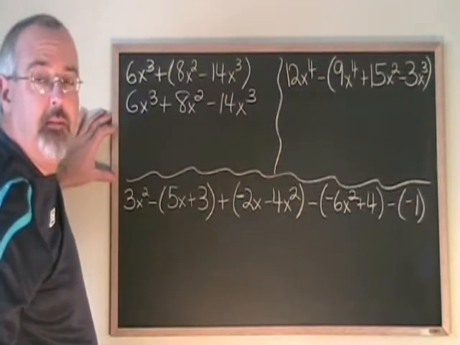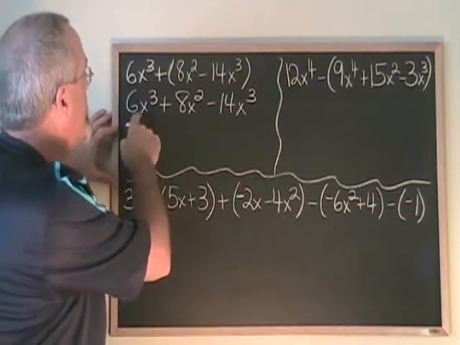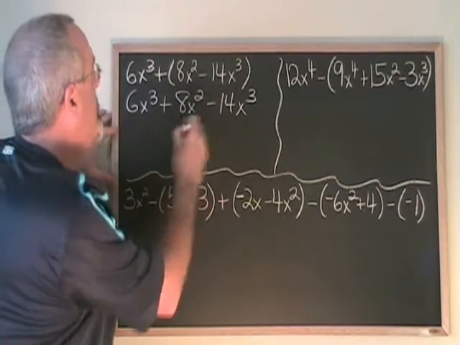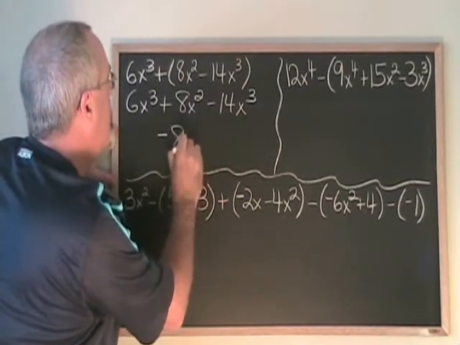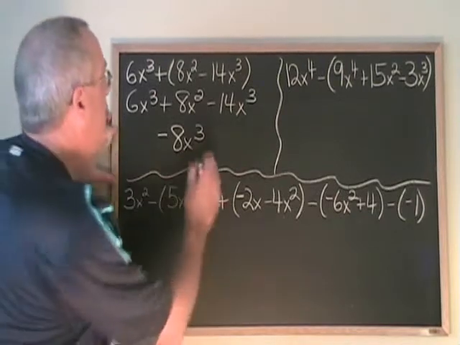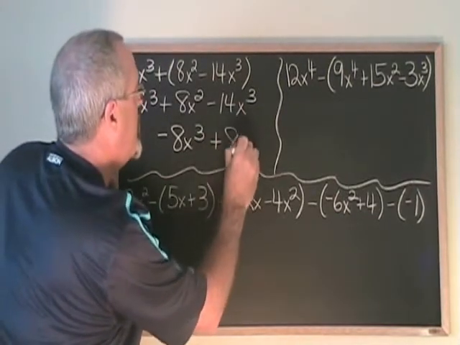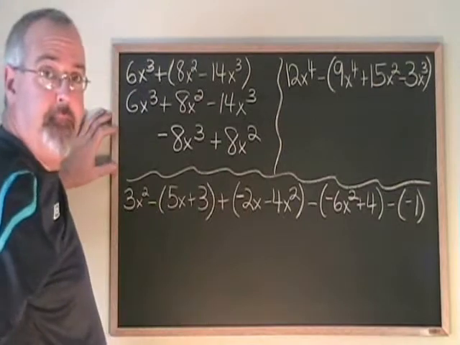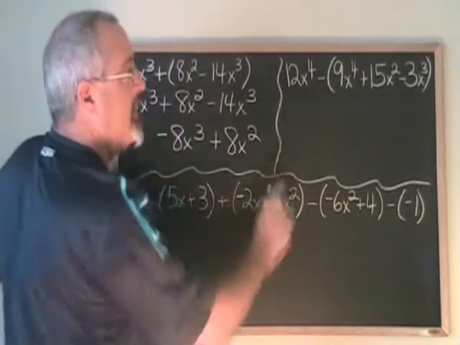Now we just combine similar terms and give our final answer. 6x cubed minus 14x cubed is negative 8x cubed. And then the plus 8x squared is not a similar term with the others, so we keep it. We're done.